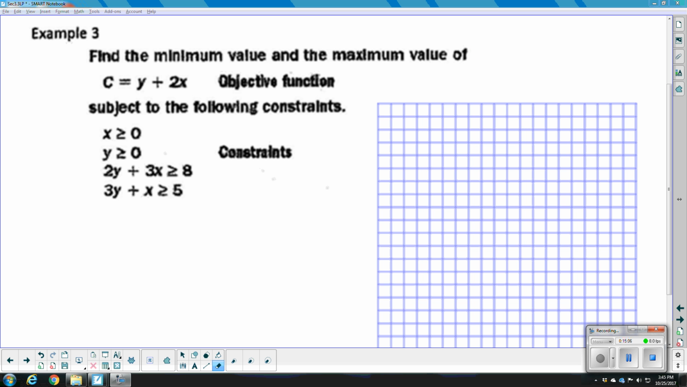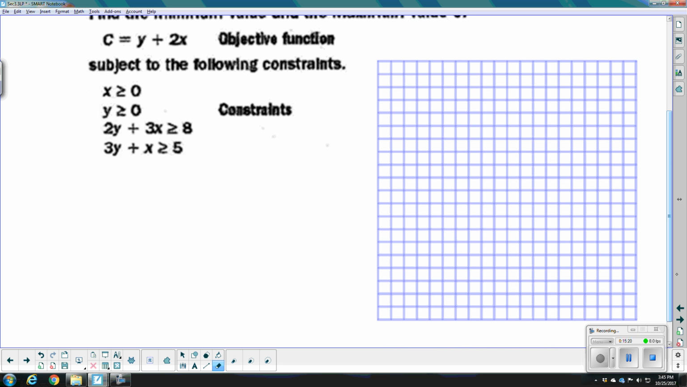Example 3: we're finding the maximum and the minimum value of this objective function where c equals y plus 2x, and we have these constraints. X is greater than or equal to 0, and y is greater than or equal to 0. I'm going to graph those right away because they're just like my x and my y axes.